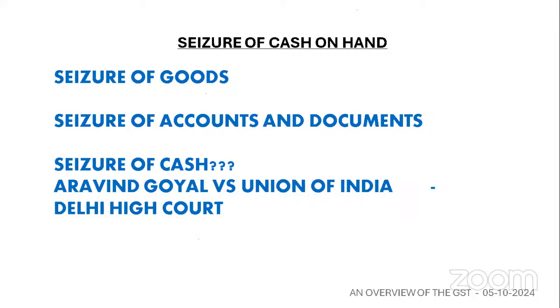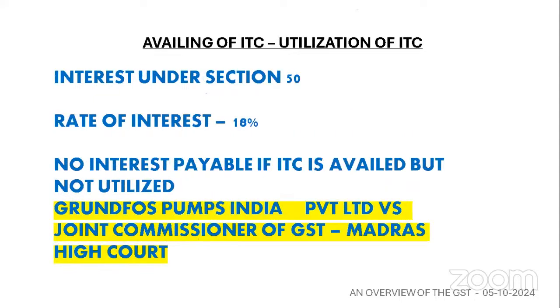Then the question arose in the case of evasion of GST. The GST department will raid the premises and they will seize the goods, accounts, records, etc. And also one officer seized the cash available in the cash box. And this case went to the Delhi High Court. Delhi High Court said that the cash with the dealer is not liable to be seized by the GST authority. Therefore, they can seize the goods, they can seize the accounts and documents, but not the cash.